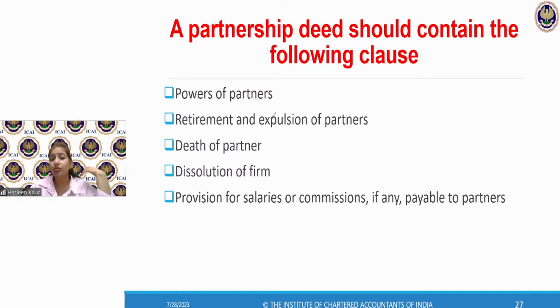This is very, very important, children. Expulsion means to throw out a partner from the firm. Have you ever heard the word suspending someone? You remember in school days, teachers used to tell you that if anyone does anything wrong, we will suspend you from the school. So expulsion is that harsh word, throwing someone out of the organization. So the law says it is not very easy to expel a partner.